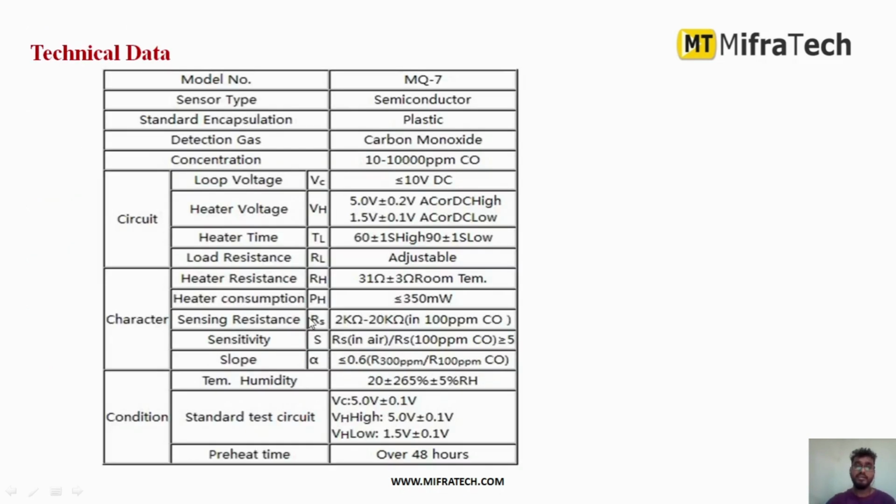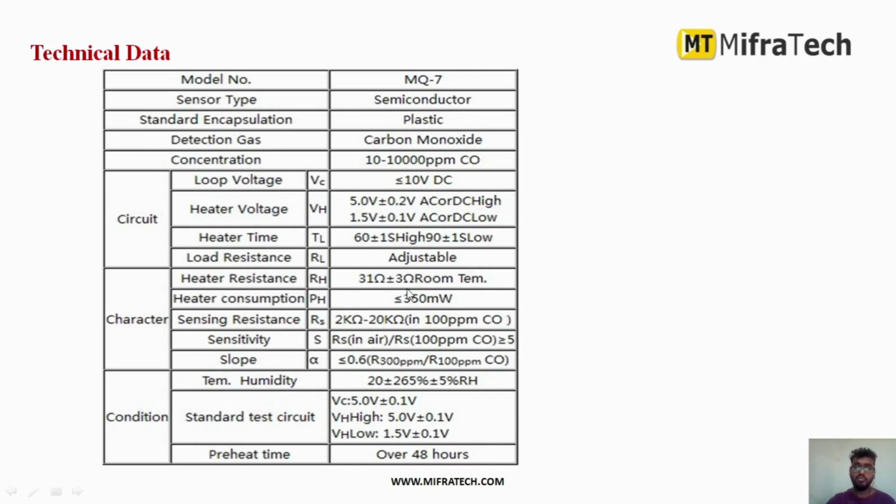So what are the technical details about this MQ7 gas sensor? It is a semiconductor type of gas sensor, and outside it is made of plastic. It is mainly used for the detection of combustible gas, particularly carbon monoxide. It can detect carbon monoxide concentration up to 10,000 parts per million. Then there are the loop voltage, heat voltage, and heater time. These are the technical details about this MQ7 gas sensor.